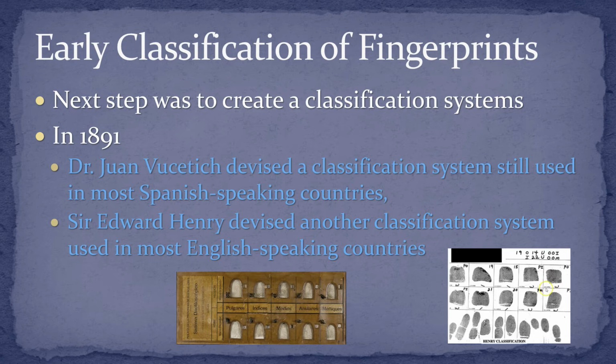In 1891, Juan Vucetich devised a classification system that is still used in most Spanish-speaking countries, which is at the picture at the bottom. And then Sir Edward Henry devised another classification system at the same time. This one is used by most English-speaking countries, including the U.S.